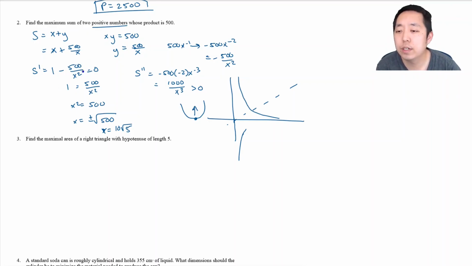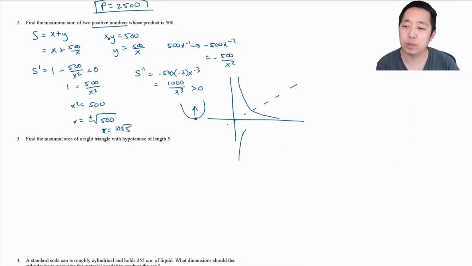Are there any other critical numbers to deal with? 0, but 0 is not a critical number, even though the derivative would be undefined there. We need two positive numbers whose product is 500. I can't include 0, because 0 times anything is not going to be 500. Yeah, I think this makes sense.